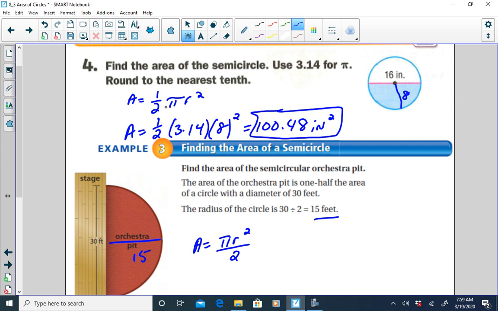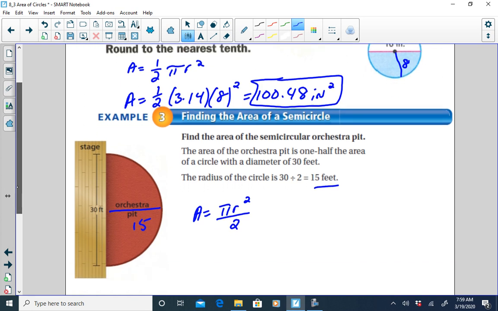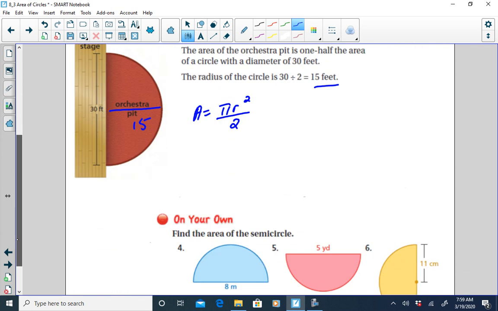Now, if you notice in the previous example, I wrote my formula this way. Area is going to be 1/2 times pi times r squared to find the area of the semicircle. But I can also write my formula this way: pi times r squared divided by 2. Right? Dividing by 2 is the same as multiplying by 1/2. So get used to seeing the formula written different ways, because different people are going to present it different ways to you. But it is the same formula, and mathematically you're going to get the same answer.